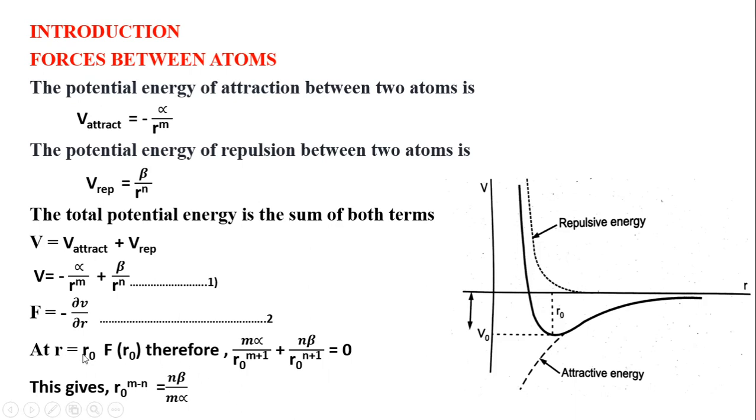At r equals r0, F of r0 is therefore minus m alpha upon r0 raised to m plus 1, plus n beta upon r0 raised to n plus 1, equal to 0. This gives r0 raised to m minus n equals n beta upon m alpha. The attractive interatomic forces reflect the presence of bonds between atoms in solids, which are responsible for the stability of the crystal.